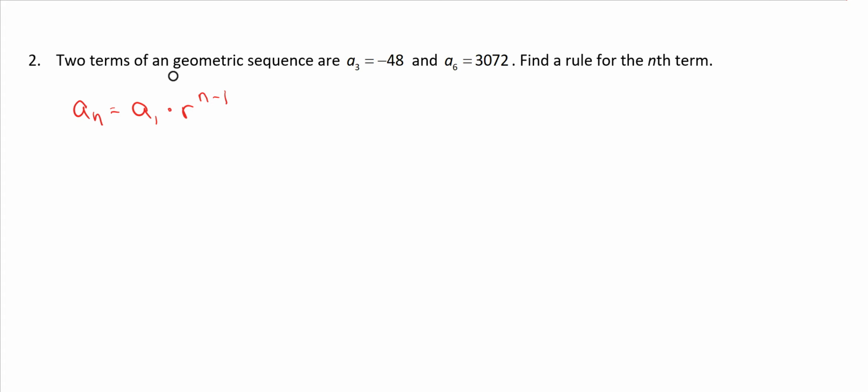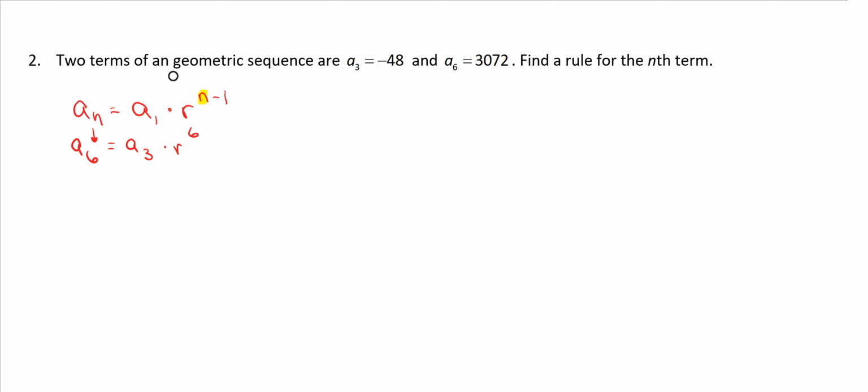So what we're going to do is we're going to fill in what we know. So because we know a sub 3 equals negative 48 and we know a sub 6 equals 3072, we're going to use the bigger term, a sub 6. And we're going to say instead of a sub 1, we're going to put a sub 3. So we're going to write a sub 6 in terms of a sub 3. Now, where we have to be careful is that because we changed the n, this n is a 6, this n right here also has to become a 6.